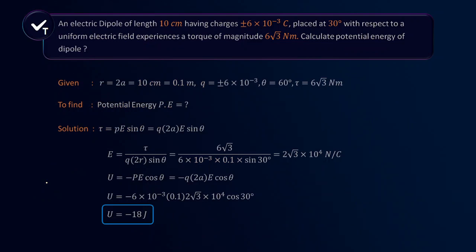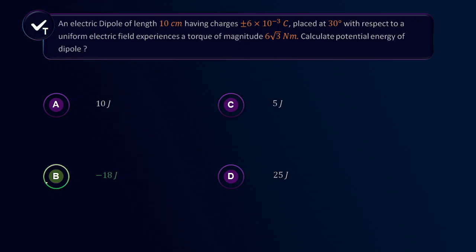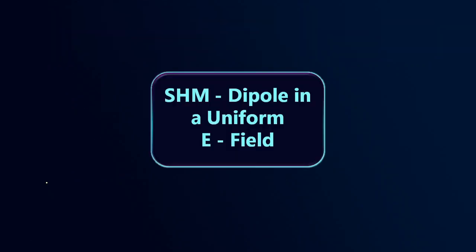So this will be our answer. Again, good question. Now, the answer will be B. Next is SHM of a dipole in a uniform electric field.